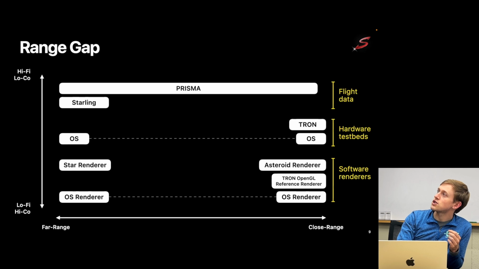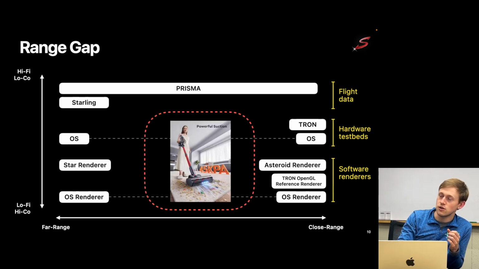Just to visualize the range gap, which is what I'm talking about in this presentation, Prisma is the only thing in between. All of the others are on the extreme of far range or close range. And in the middle, there's a vacuum.